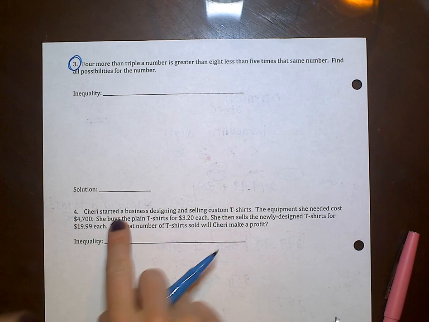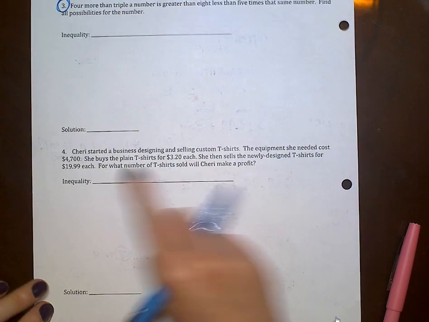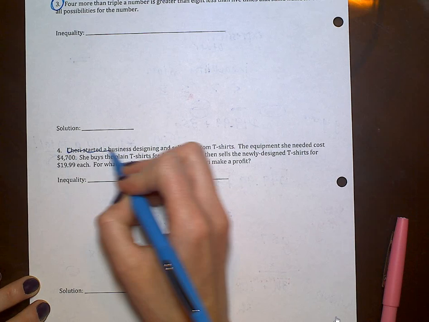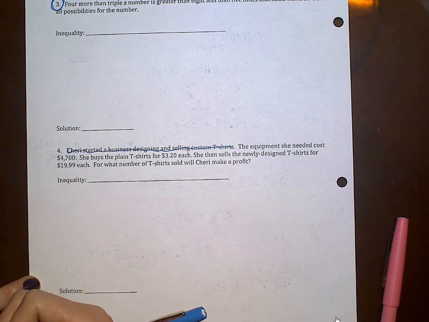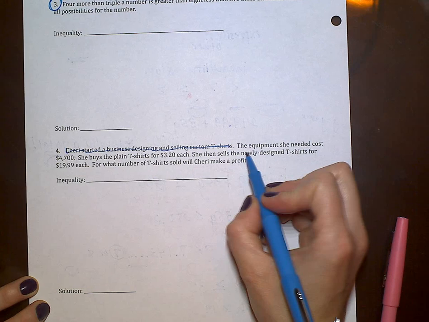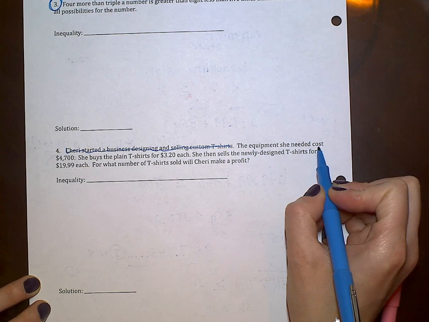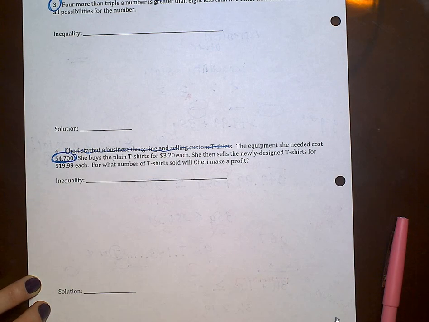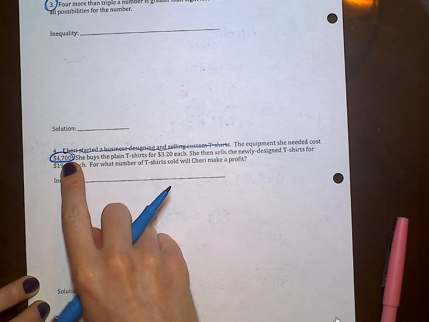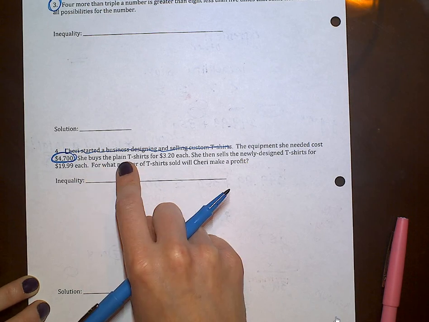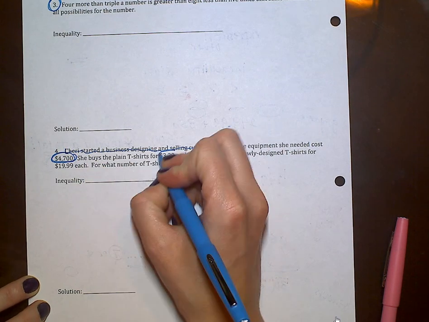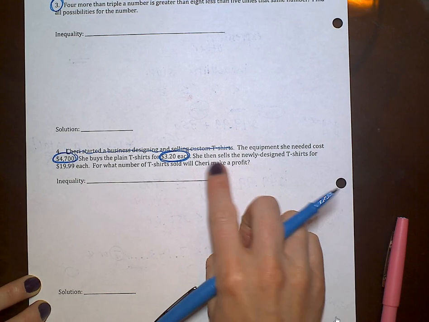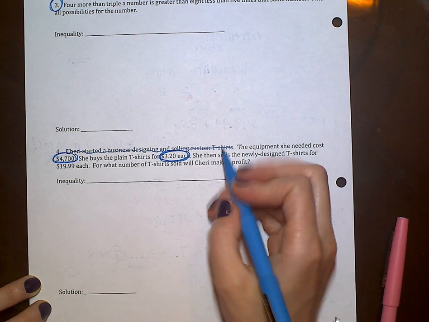So it says, Sherry started a business designing and selling custom t-shirts. The equipment she needed, and this is good for Sherry, none of that's really important. She's selling t-shirts, great. Now, the equipment that she needs costs $4,700. Okay, so she's got to spend that up front. She also has to buy plain t-shirts for $320 each. So there's a cost.